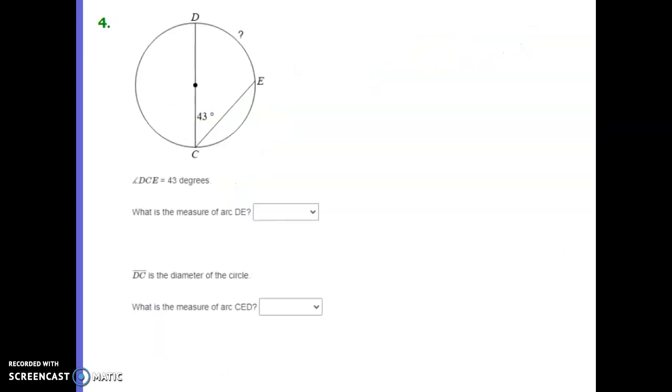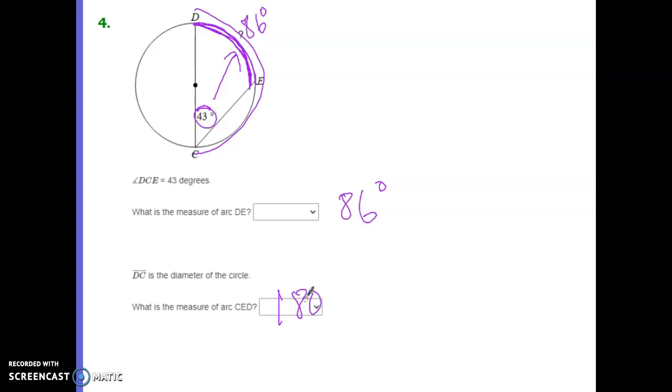Number 4, they tell you that the measure of angle DCE is 43 degrees, and they put it on the diagram for us. Yay! What is the measure of arc DE? Well, this is an inscribed angle, so that means that this arc is going to be twice as big as the angle. And you can see, that seems pretty reasonable because about a quarter of the circle is 90 degrees, and that's about right. This is 86 degrees. DC is the diameter. Great. What's the measure of arc CED? Well, that's halfway around the circle, so that's 180 degrees.